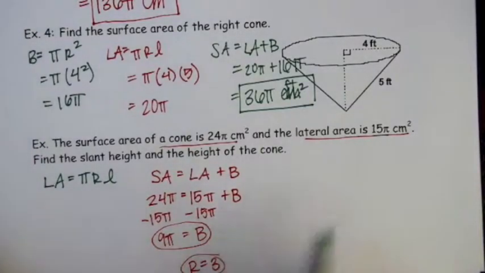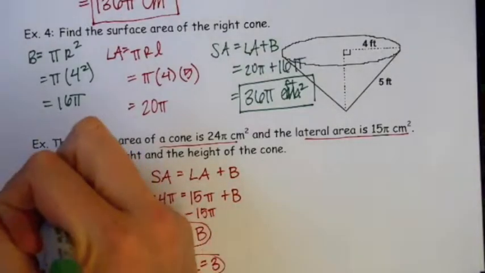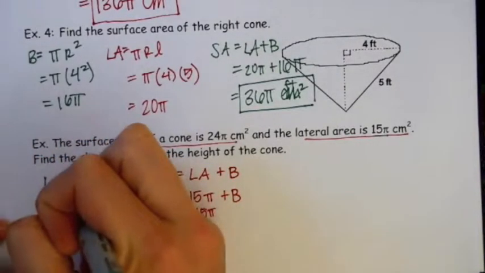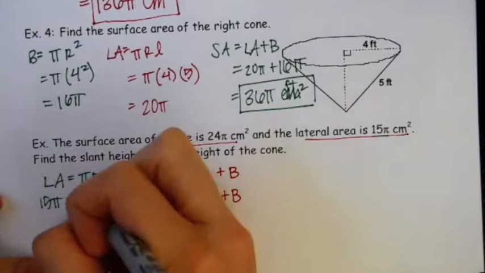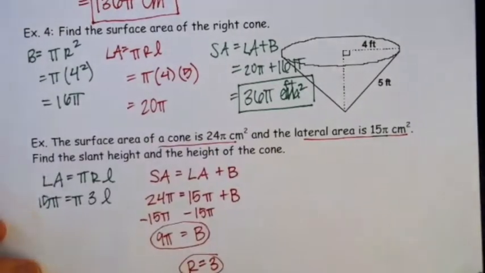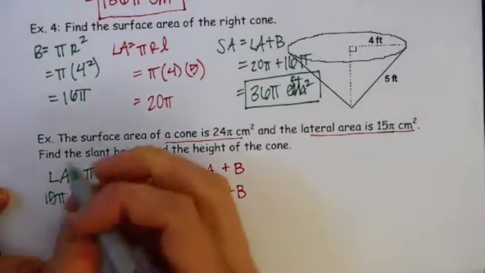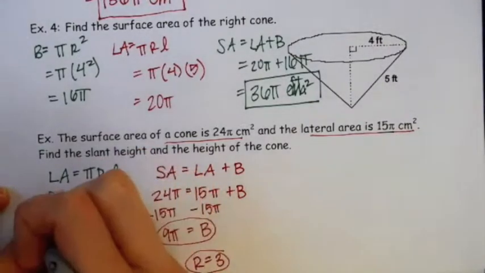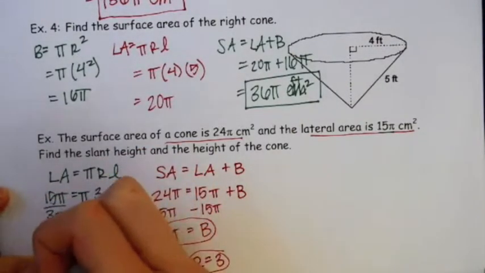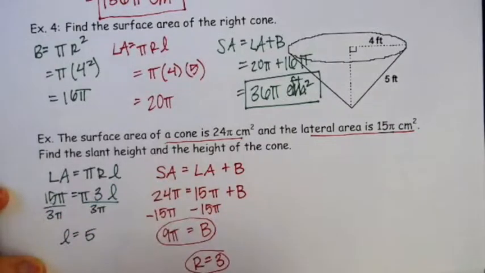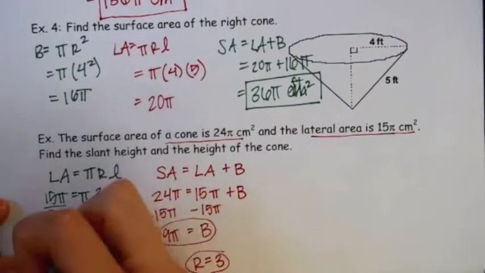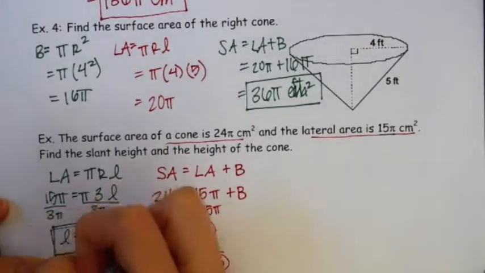Now I can use my lateral area. So my lateral area is 15 pi, pi times my radius, which is 3, times my slant height. I don't know my slant height, but now I can solve. So 15 pi, I'm going to divide by 3 pi. So I get that my slant height is 5. So that's the first thing I was asked to find.